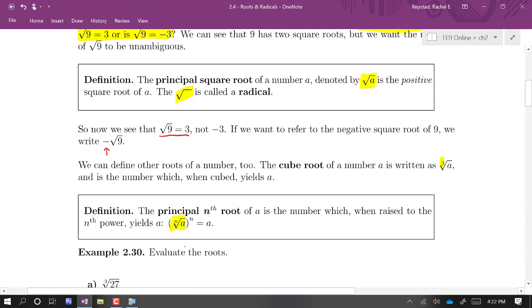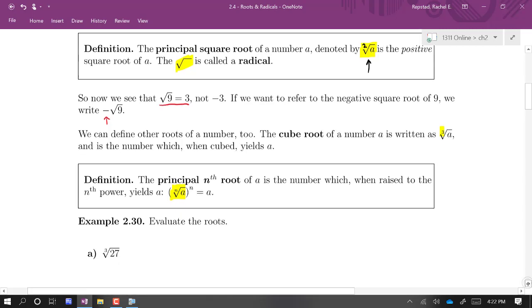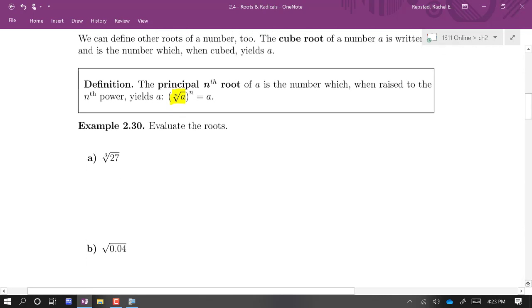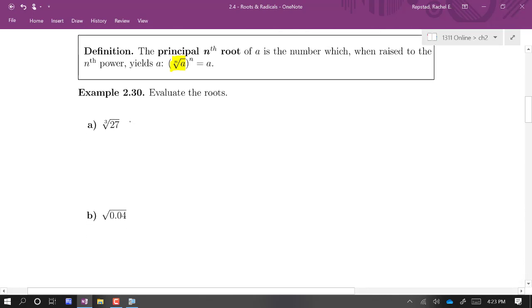The square root is the only one where we don't write the little number in the crook. Technically, if I wanted to put the 2 in there, I could, and that would still mean the square root. But if we see it without any number in there, it means the square root. So we're going to evaluate some roots. These are convenient numbers. We can evaluate all of these really without a calculator.